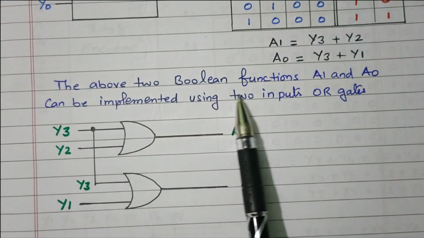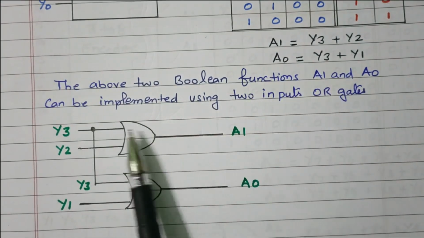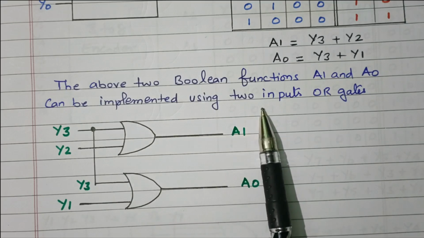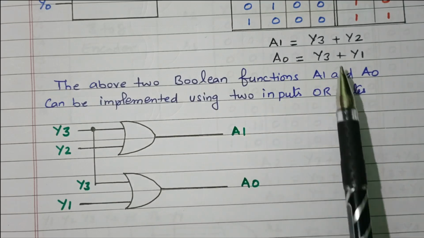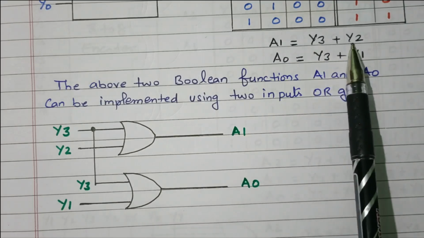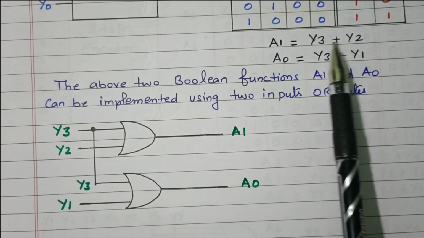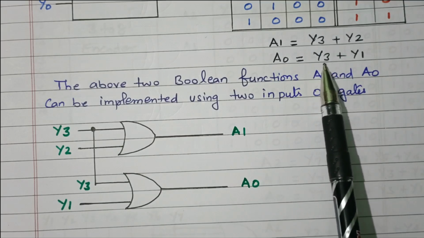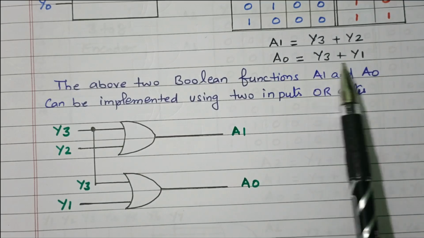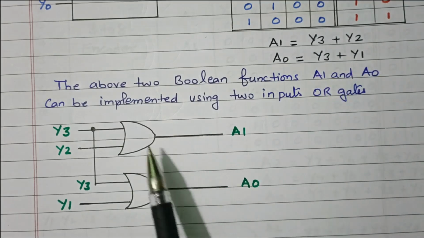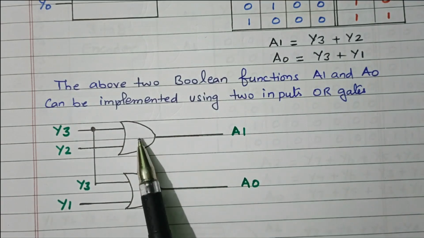The above two Boolean functions A1 and A0 can be implemented using two-input OR gates. Here plus is there, y3 plus y2, so added together. We need one OR gate with two inputs. Here also we need one more OR gate to add y3 and y1. So we are having two OR gates, right?